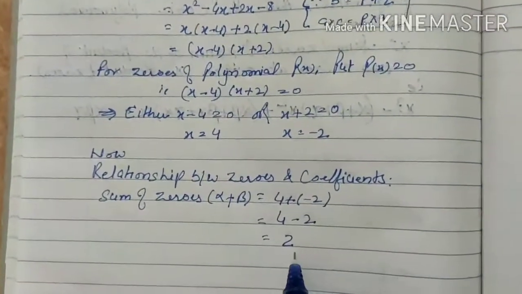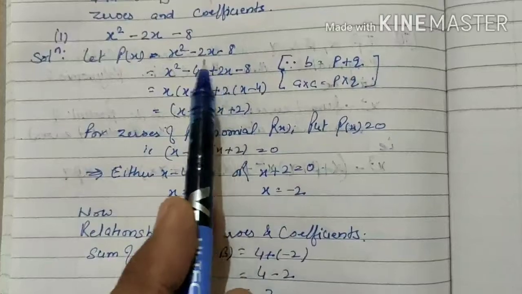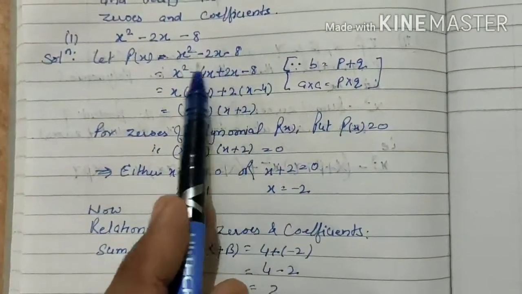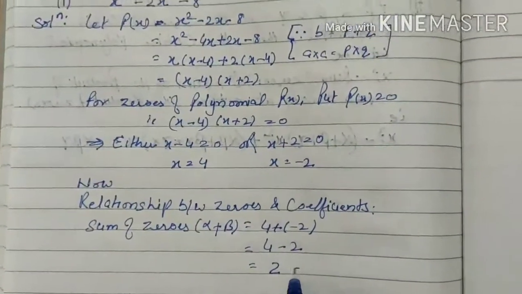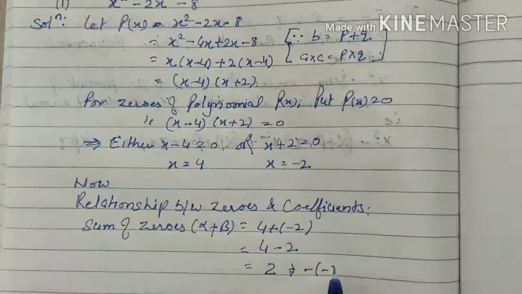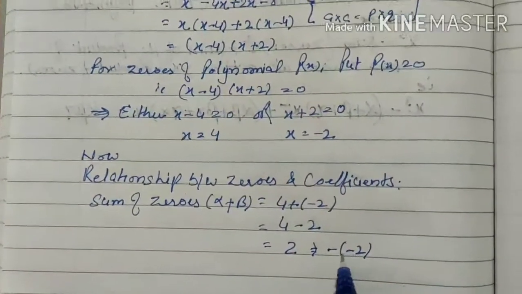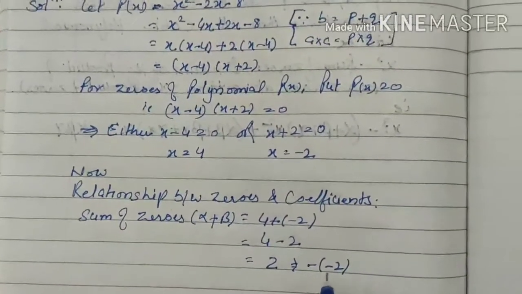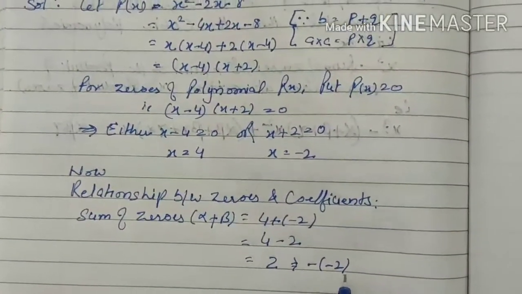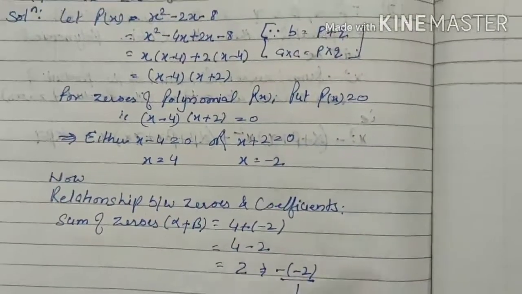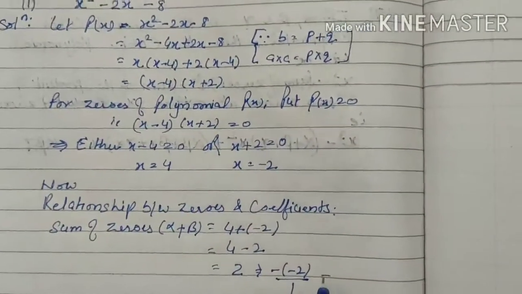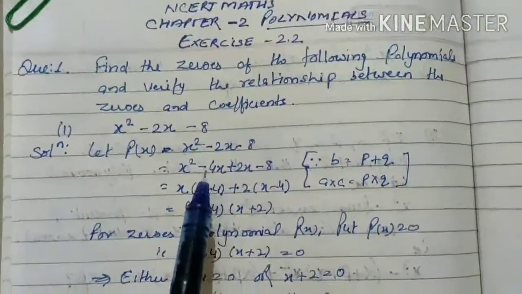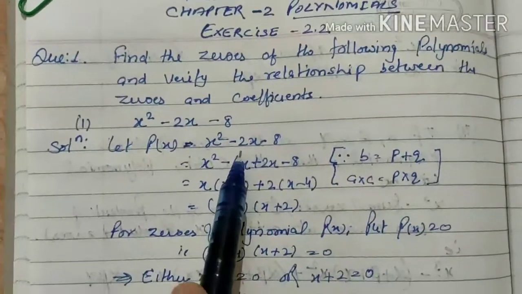So we have plus 2, but in the given relation we don't have plus 2 in any term. So we can write this 2 as minus of minus 2. We can write it as minus of minus 2, as we know that whenever we open the bracket it will become positive. So minus of minus 2 we can write, upon 1. So you can see here minus, and this minus 2 is present here.